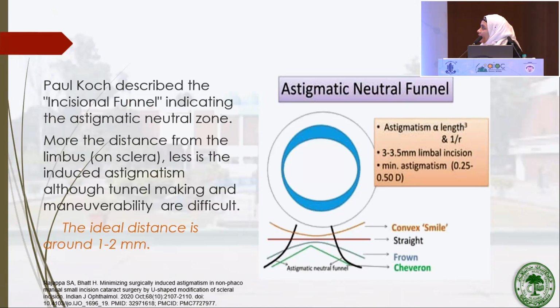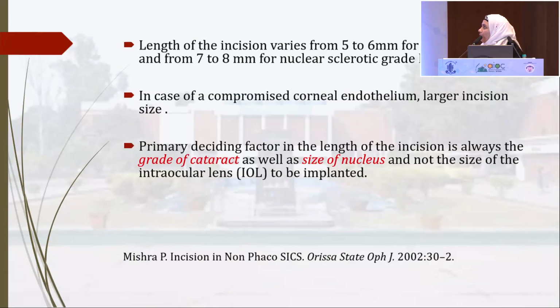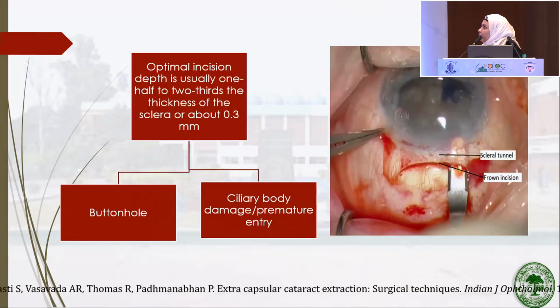The astigmatism neutral funnel should be kept in mind while we create the external incision, and the ideal distance should be around 1 to 2 mm. The length of the incision should vary from 5 to 6 mm for cortical cataract, and in case of compromised corneal endothelium, a larger incision may be made. The primary deciding factor in the length of the incision is always the grade of the cataract as well as the size of the nucleus, and not the size of the IOL to be implanted.